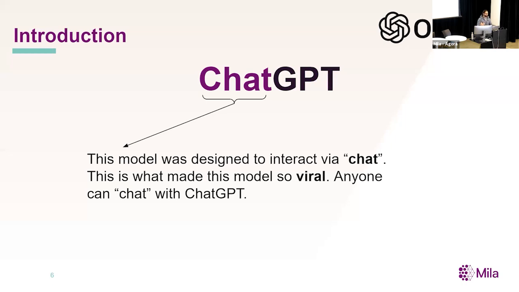In my opinion, this is what made this model go so viral: you didn't need to know anything about computer programs. You didn't need to know anything about GitHub, Python, loading a model. You could just go online and chat with this thing. Anyone could instantly chat with more or less the world's best AI for chatbots, as far as it goes anyway. That's what really made it so popular. Anyone could just chat with it, and that's where the chat from ChatGPT comes from. It's really meant to be interacted with via chat.